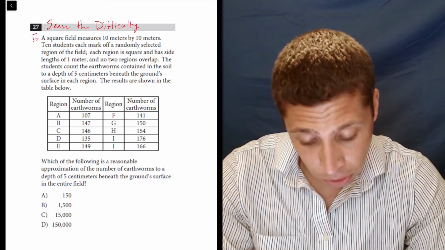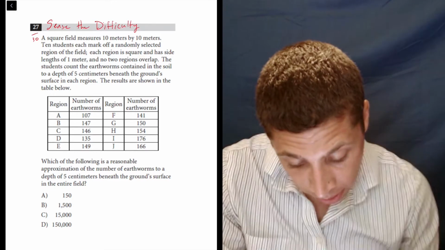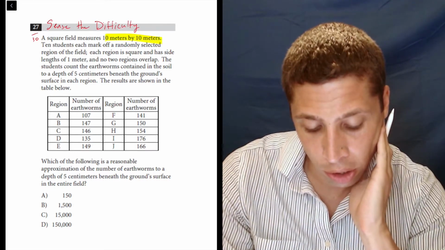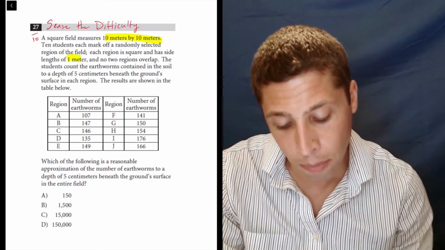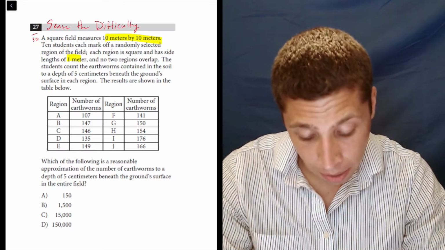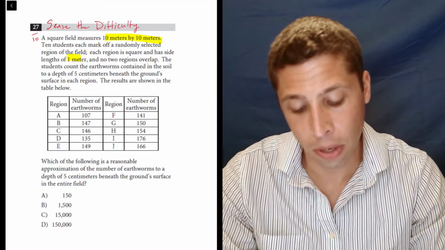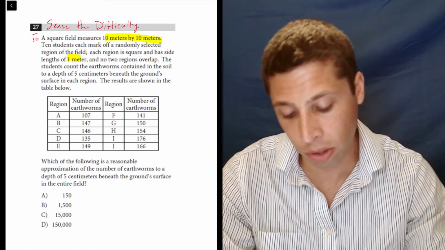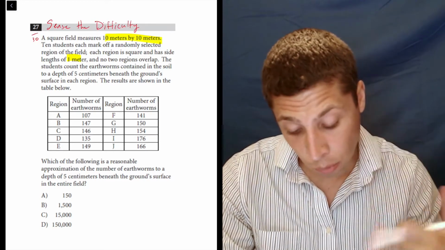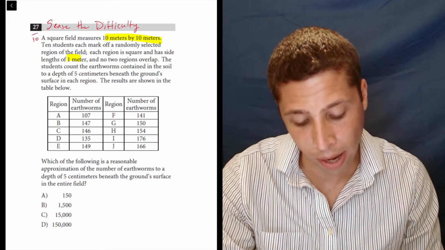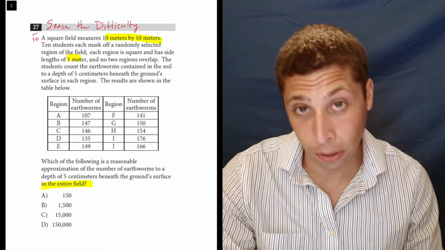A square field measures 10 meters by 10 meters. 10 students each mark off a randomly selected region of the field. Each region is square and has side lengths of 1 meter, and no two regions overlap. The students count the earthworms contained in the soil to a depth of 5 centimeters beneath the ground's surface in each region. The results are shown in the table. Which of the following is a reasonable approximation of the numbers of earthworms to a depth of 5 centimeters beneath the ground's surface in the entire field?